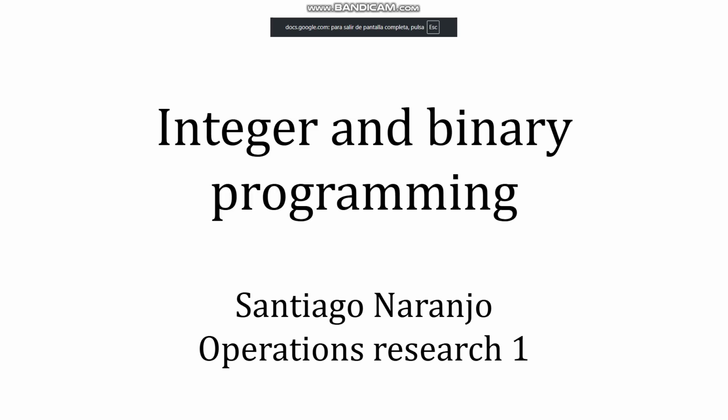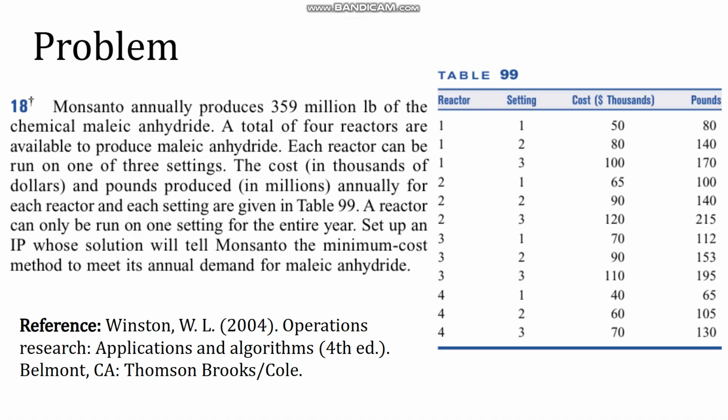So this is the integer and binary programming problem from the Operations Research 1 course. Monsanto annually produces 359 million pounds of the chemical maleic anhydride. They have 4 reactors, and each reactor can be run on one of 3 settings. The cost is expressed in thousands of dollars and pounds in millions.